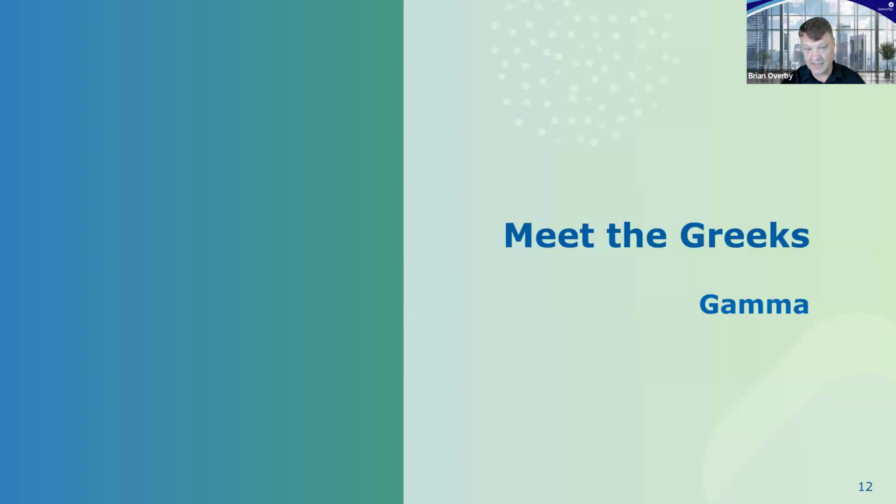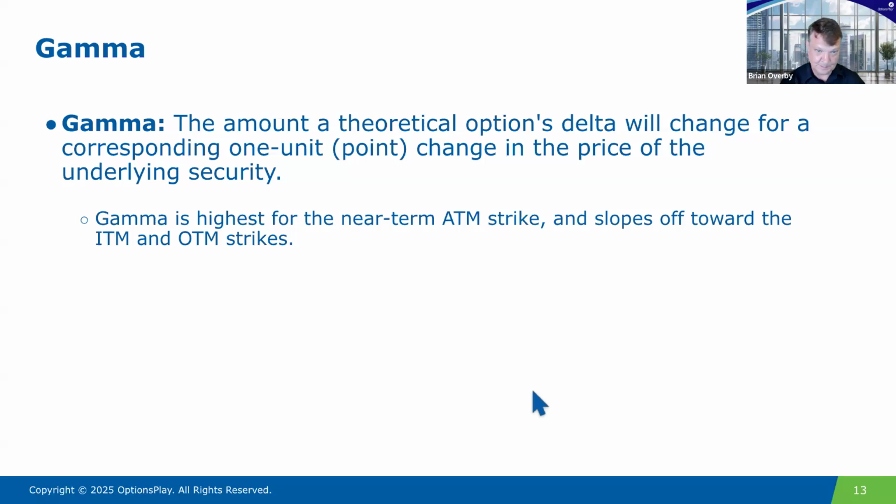Gamma. So now we've got the gamma. In this instance, we are going to define gamma, but we've already defined it. I think if I click answer live, it pops up for everybody. But she already did define it and already figured out what gamma is. So in this instance, meet the Greeks, let's define gamma. Gamma is the amount the theoretical options price will change for a corresponding 1 point change in the price of the underlying security. Now here's what's important.